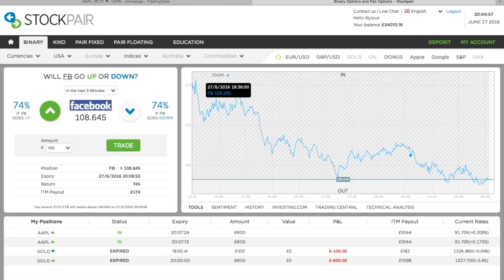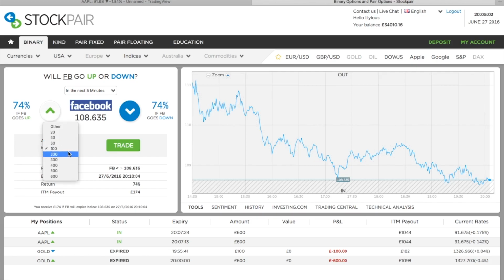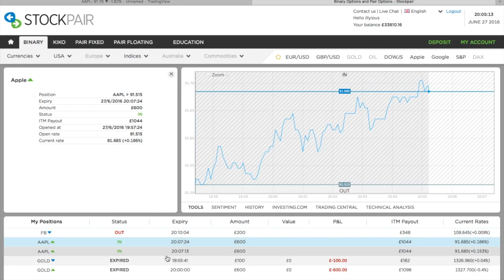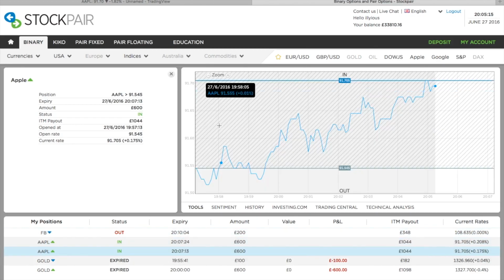As you can see, I can just look at this line. See there's a peak there. There's a peak there. There's a peak there. I say Facebook's going to go down in the next 5 minutes. You can just tell from looking at the line, and I think that's going to happen, so I'm going to let that run out. But just looking at this, Apple's definitely about to come in.